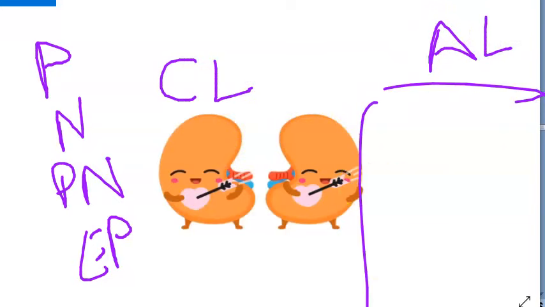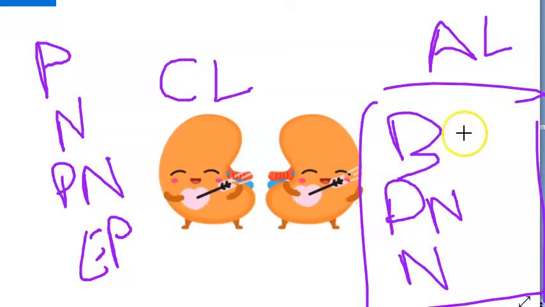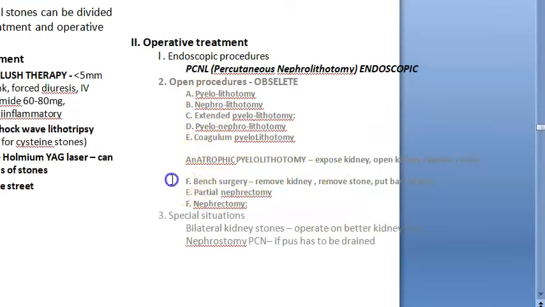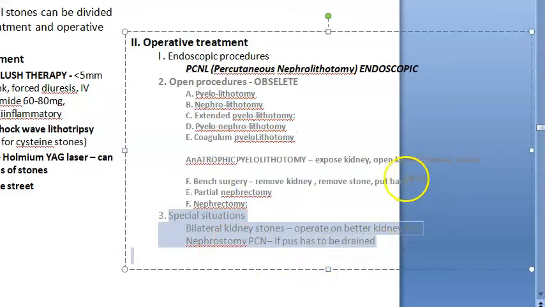Now coming to all those procedures where you're trying to remove the kidney. You saw partial nephrectomy and nephrectomy. Before that you saw some bench surgery, where you remove the kidney, remove the stones and put the kidney back. So we have covered all these in our revision, very good. Special situation, bilateral means you'll operate on the better kidney first, and nephrostomy you will do whenever there is pus and you want to drain the pus.